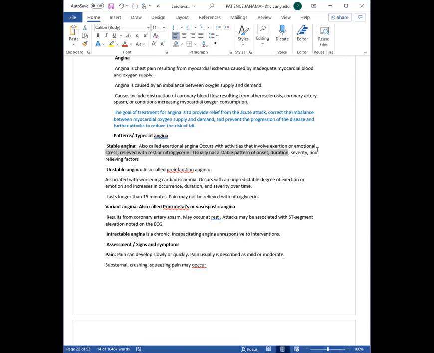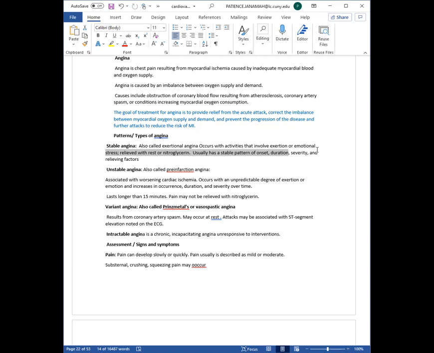It's not stable. You don't know when it occurs. This one, the first one, stable, you know when it occurs. It usually stays for 5 minutes, and within 5 minutes, you expect it to go. So if after 5 minutes it doesn't go away, you are concerned. Something different might be going on.